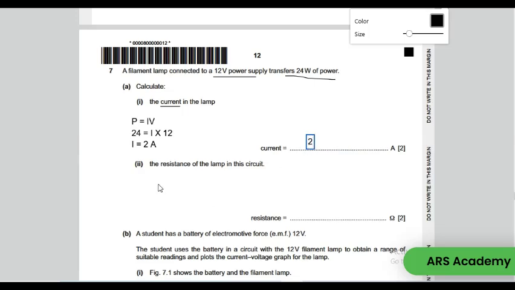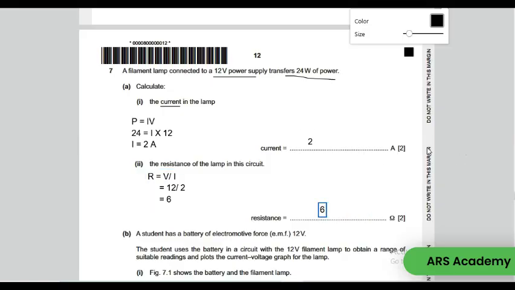Part 2. The resistance of the lamp in this circuit. So the formula for resistance is voltage divided by current. Therefore 12 divided by 2 is equal to 6 ohms. So the resistance is 6 ohms.